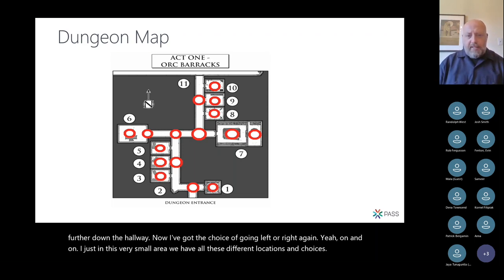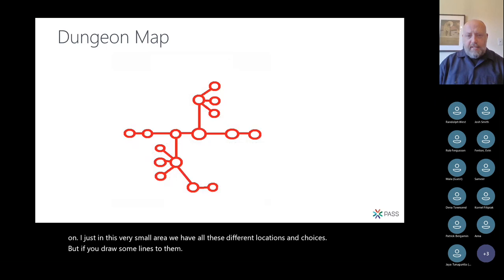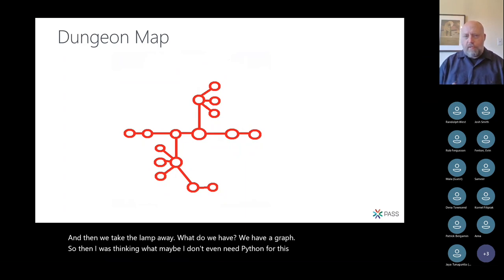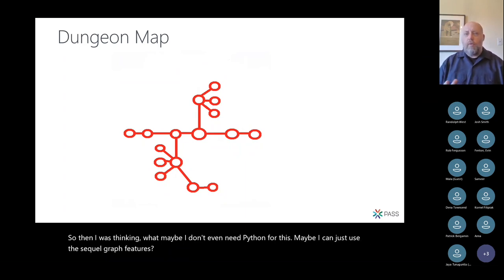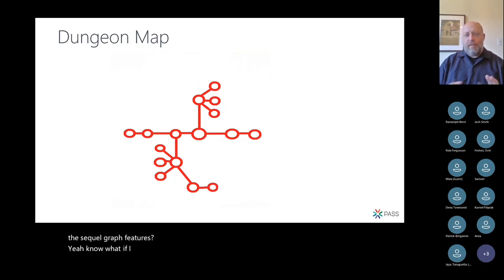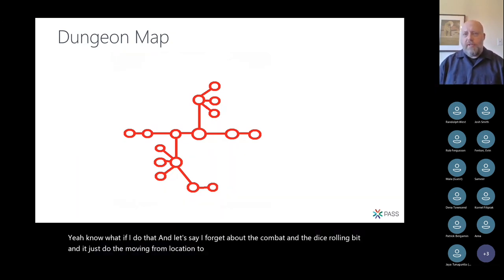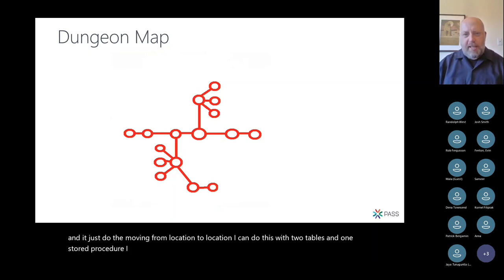But if you draw some lines to them, and then we take the map away, well, what do we have? We have a graph. So then I was thinking, maybe I don't even need Python for this. Maybe I can just use the SQL graph features. If I do that, and let's say I forget about the combat and the dice rolling bit and just do the moving from location to location, I can do this with two tables and one stored procedure. I can knock this out in like 10 minutes. So that's what I did.